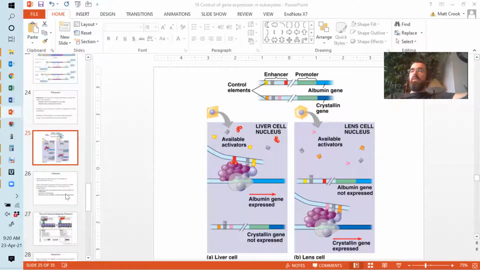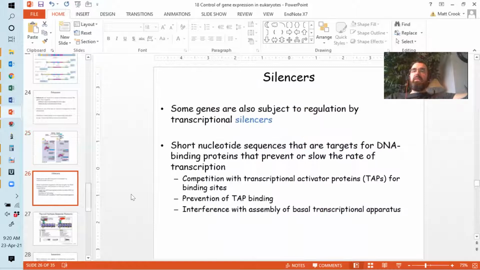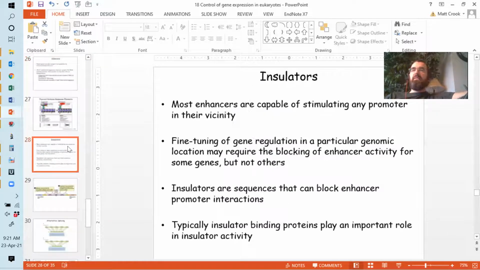Okay, so another quick one is silencers. And so essentially, these enhancers can be all over the place, right? And you don't want those enhancers accidentally activating another gene, right? And so really you need to kind of wall off genes from each other. Oh, hang on, that's insulators. That's down here. Got my timing wrong.